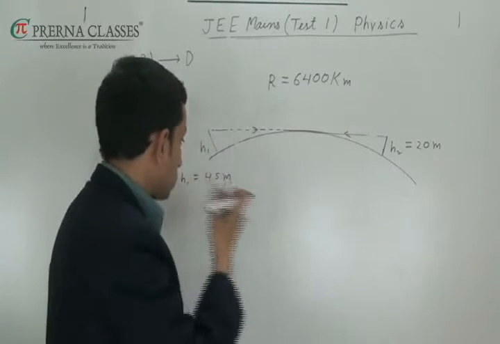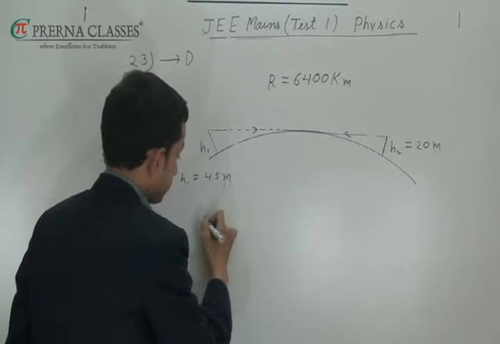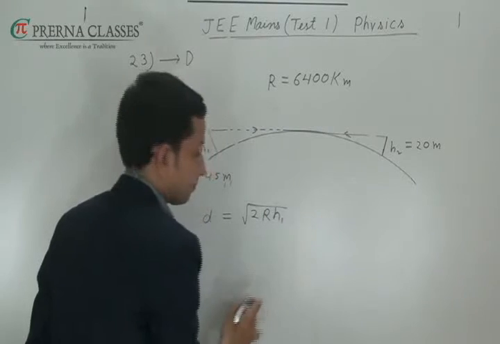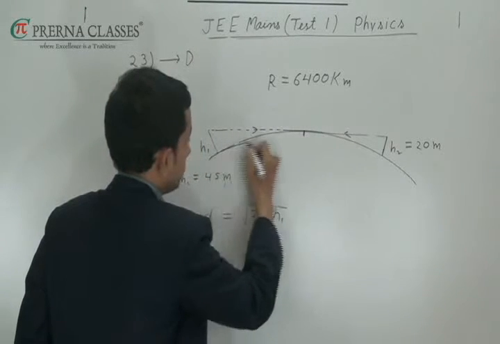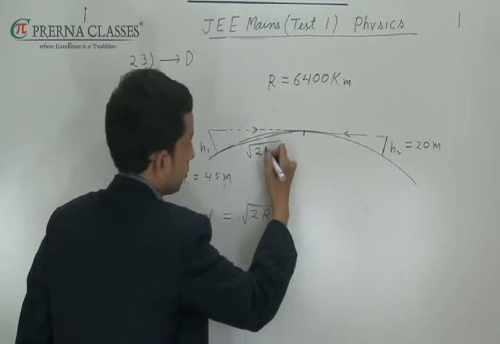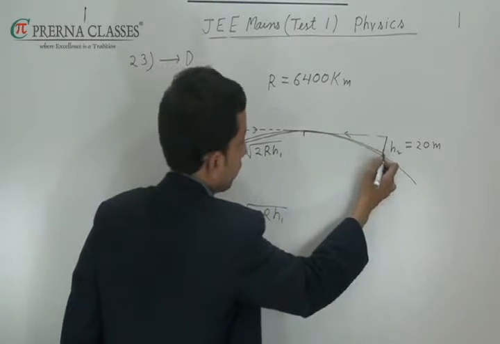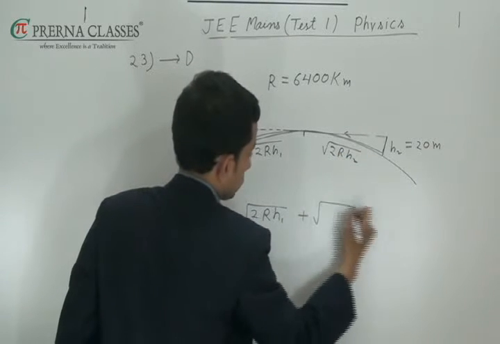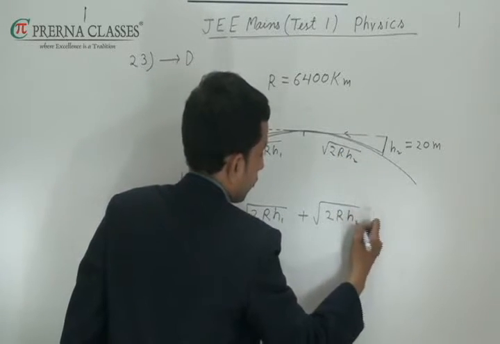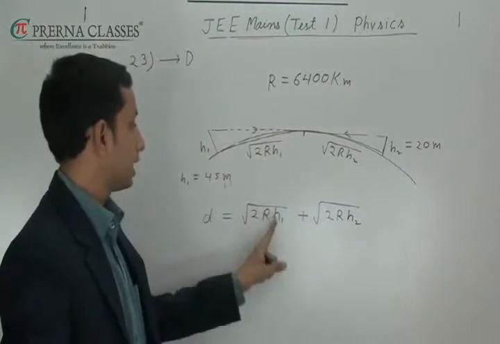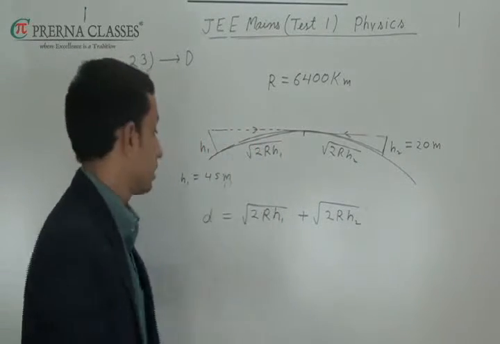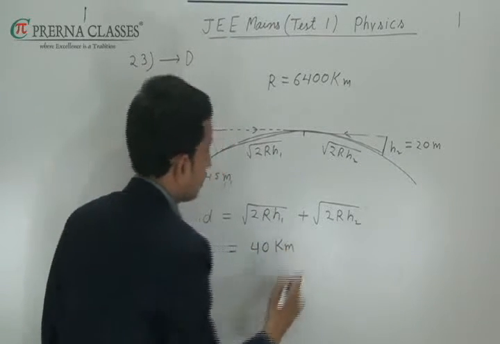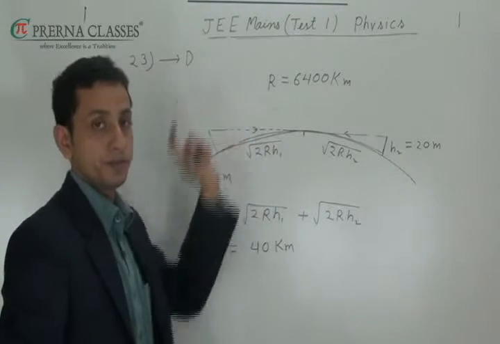So for this, the formula is D is under root 2R H1, that is distance from here to here, and from here to here for the second one it is under root 2R H2, where capital R is the radius of earth and H1 and H2 are heights of the antennas. So after solving this we get 40 kilometer. So our option will be D.